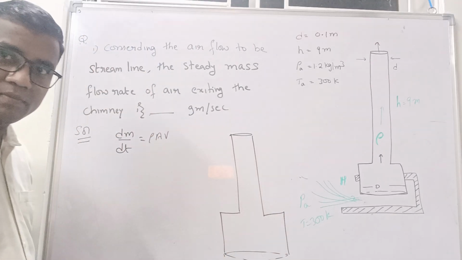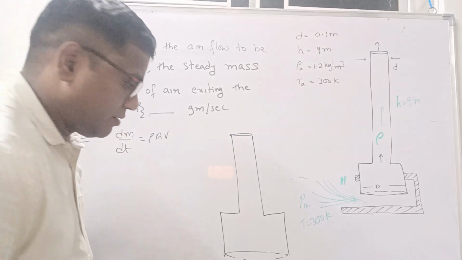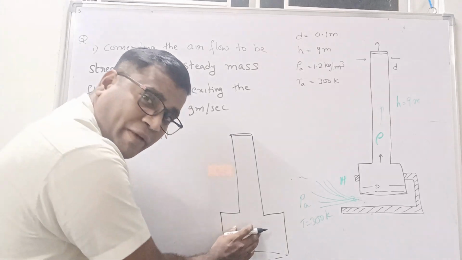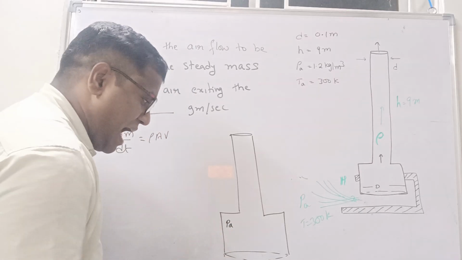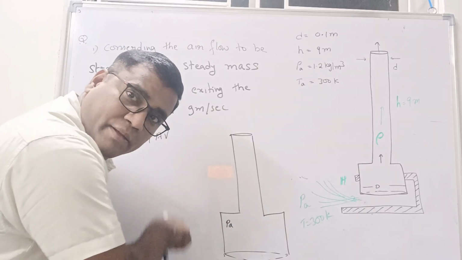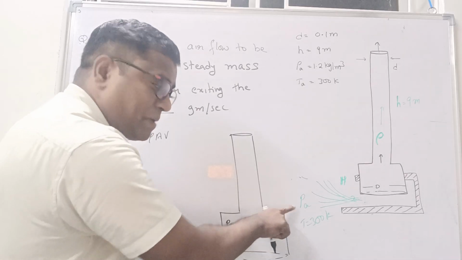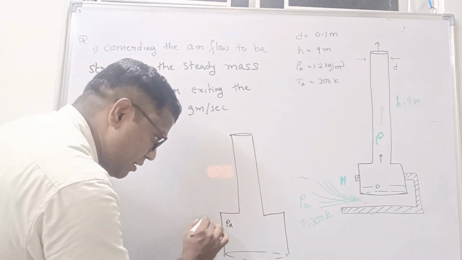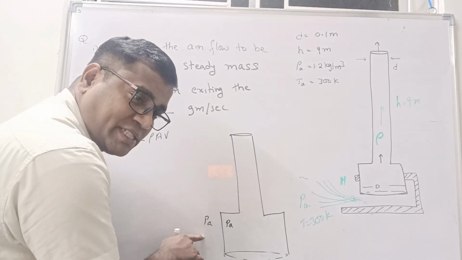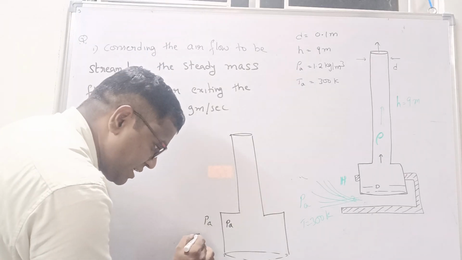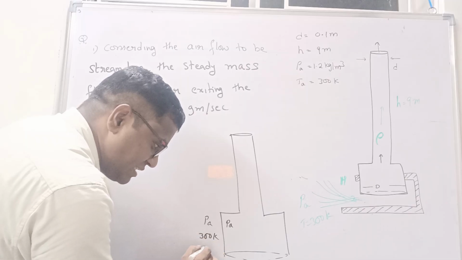One thing we have to understand: inside the furnace, pressure remains constant. That means here it is PA, and we know air entered in. How much pressure is there? Here also it is PA. Clear? And here the temperature is given as 300 Kelvin. Density is rho A.